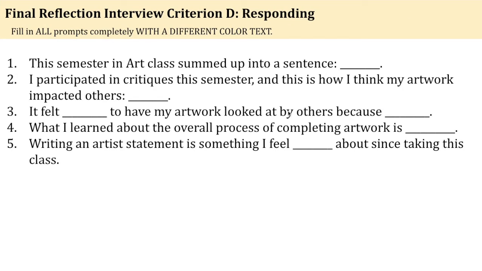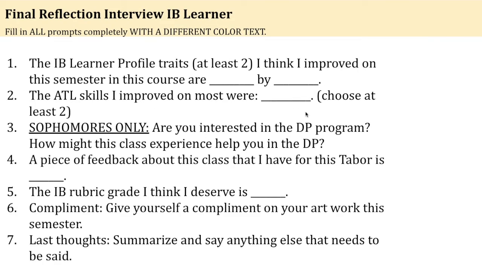The criterion D slide goes over all of the reflecting, critiquing, and critical thinking you did this semester. This is the section I referred to whenever we had critiques throughout the semester, if you remember that. The last reflection slide is reflecting on how you've been an IB learner throughout this semester in this course. There is one question for sophomores only, so if you're not a sophomore, please just delete this question. Again, I'm going to remind you that you should be very thoughtful in your answers.